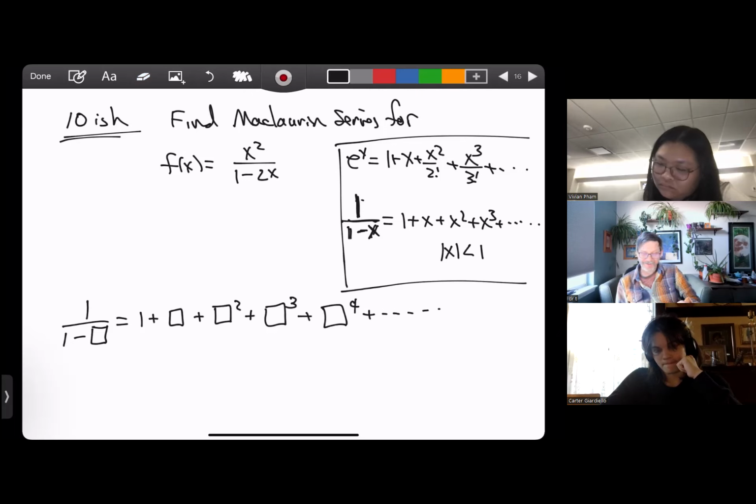I don't know why the boxes are getting bigger too. They're almost growing with their exponents, but that's just me being wacky.